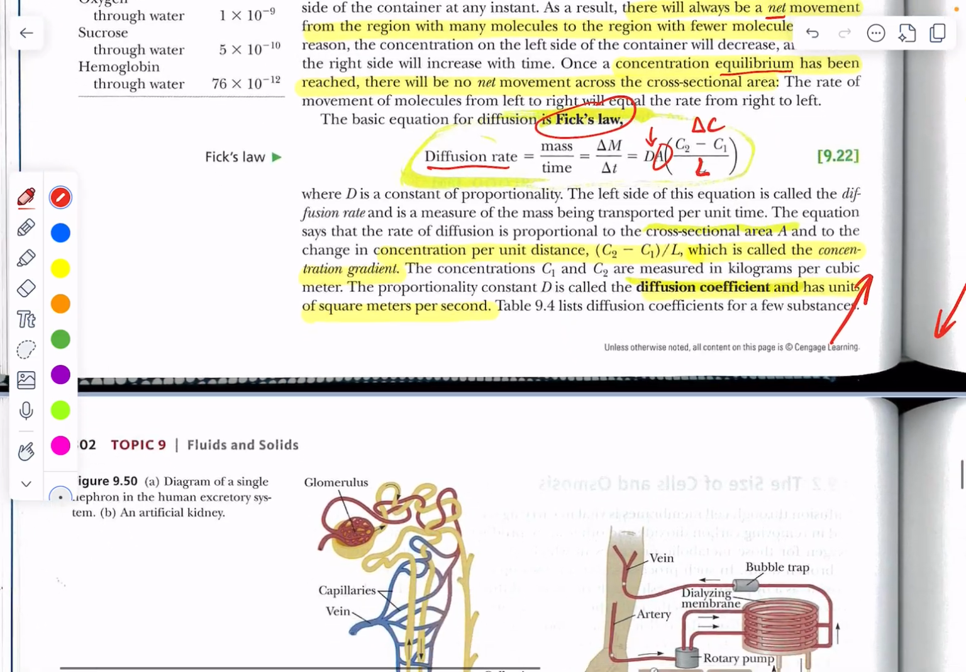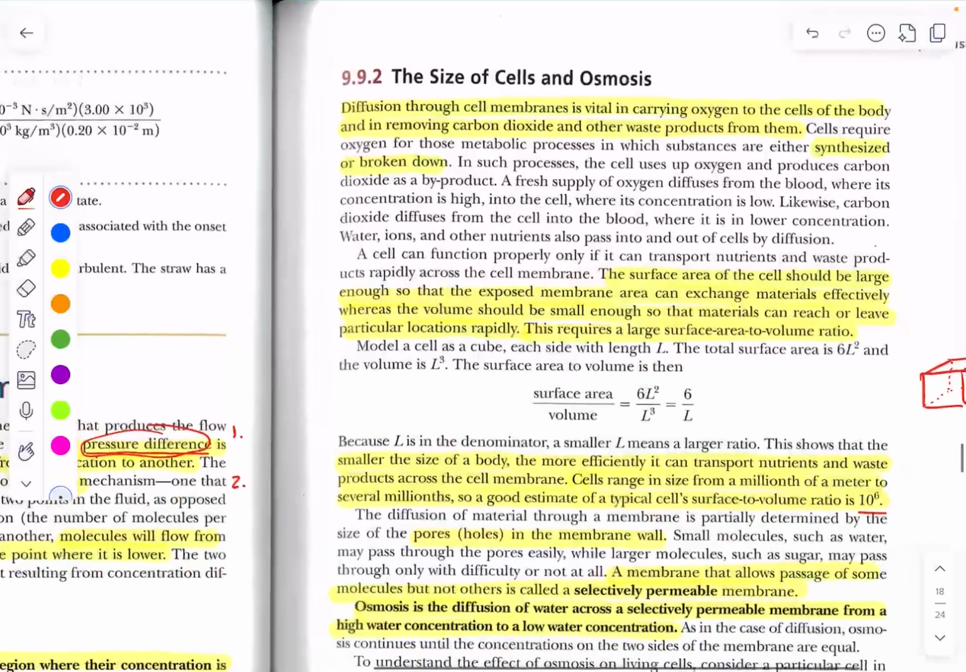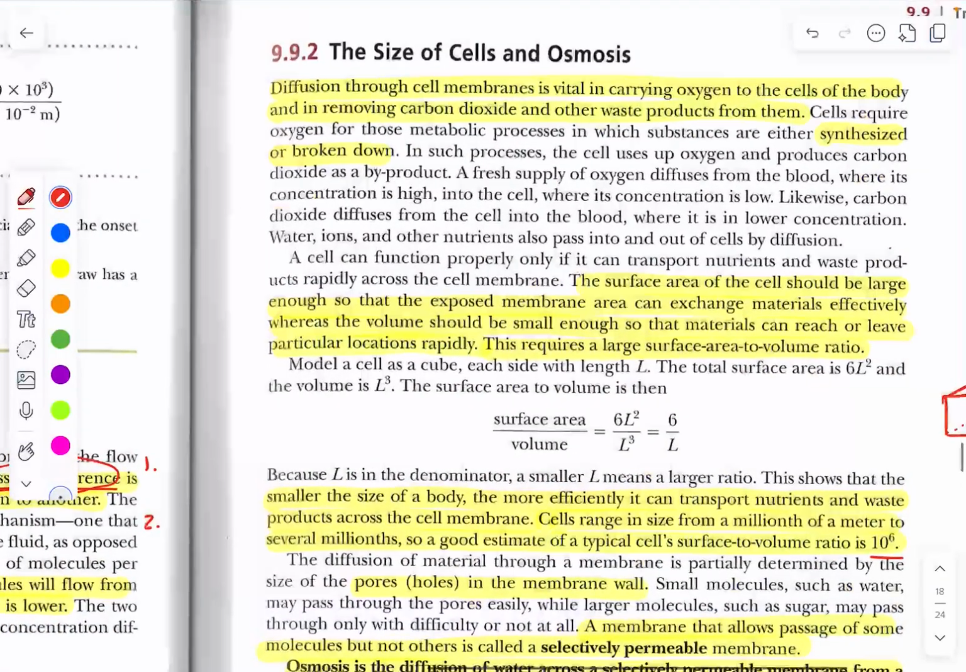Again, you'd be given Fick's law. And your diffusion constant would also be given to you. Now, you should also know a little bit about the size of cells in osmosis from biology.